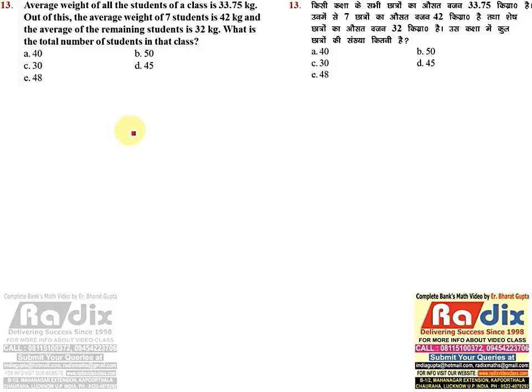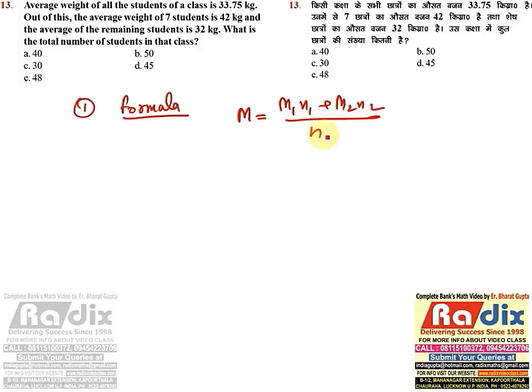Okay. Average weight of all the students of a class is 33.75. Now this question is about combined students, so we can solve it using two methods. One is the formula method. The formula is combined mean equals (m1 n1 plus m2 n2) upon (n1 plus n2).